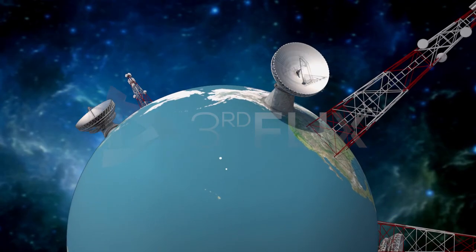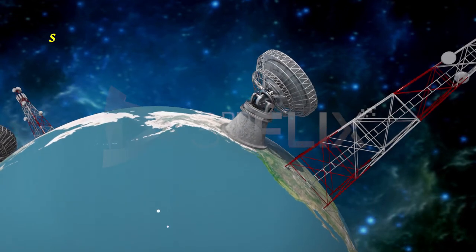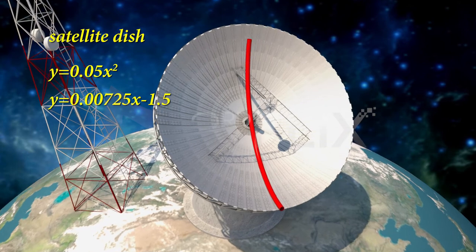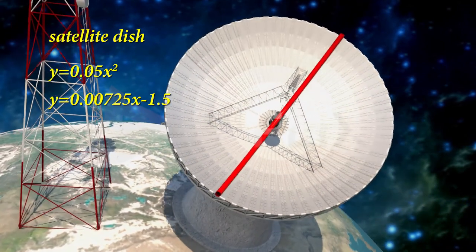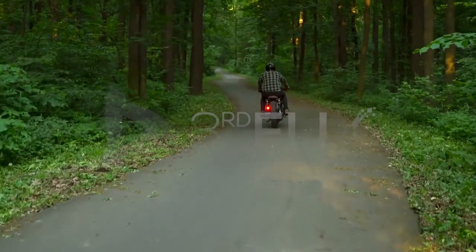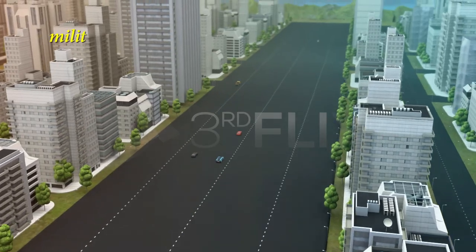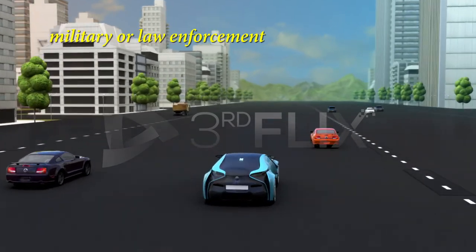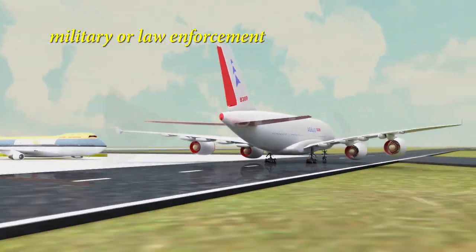Some elements of a quadratic equation are used when setting up a satellite dish. This is because it involves setting up to certain angles so that it can pick up signals effectively. Quadratic equations are often used by the military or law enforcement to determine the speed of moving objects such as cars and planes.